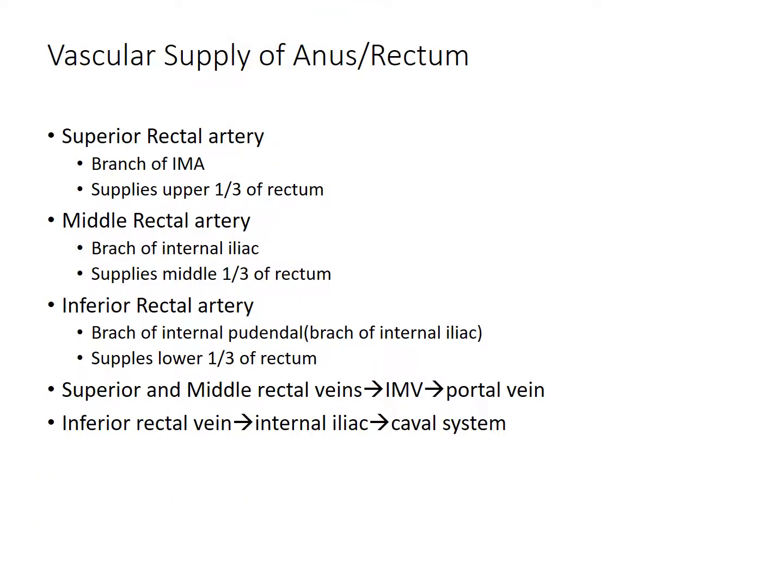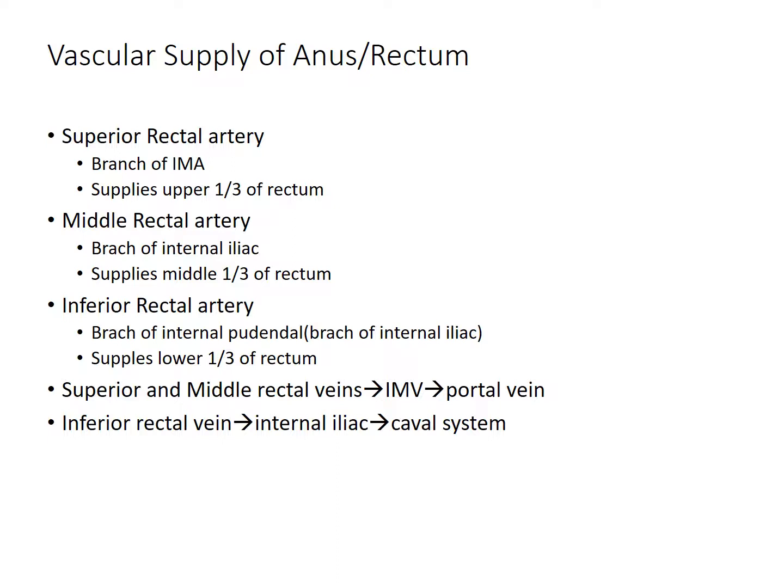Vascular supply of the anus and rectum. So you have your superior rectal artery, which is a branch of the IMA, which comes from the hindgut. It supplies the upper 1/3 of the rectum. Then your middle rectal artery, which is a branch of the internal iliac, which supplies the middle 1/3 of the rectum. Then your inferior rectal artery, which is a branch of the internal pudendal. Apparently I cannot spell branch on this slide. Supplies the lower 1/3 of the rectum.